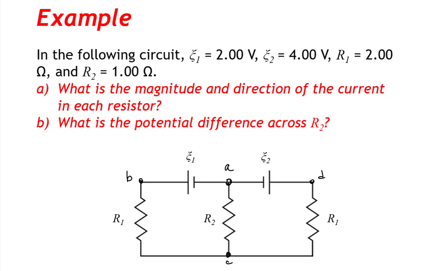So let's go ahead and redraw this circuit. We have three components that are in parallel. The first component has battery 1 and a resistor. We will label this psi 1 for the EMF of battery 1 and R1 for the resistance of resistor 1. So the EMF of battery 1 was given as 2.00 volts. The resistance of resistor 1 is given as 2.00 ohms.